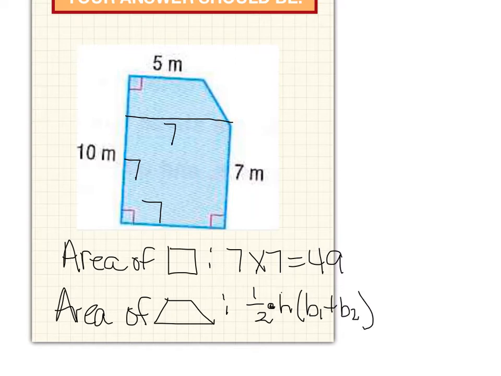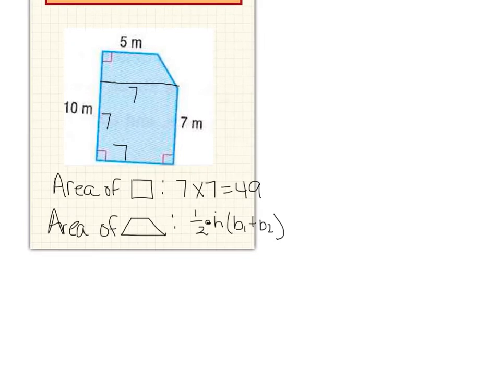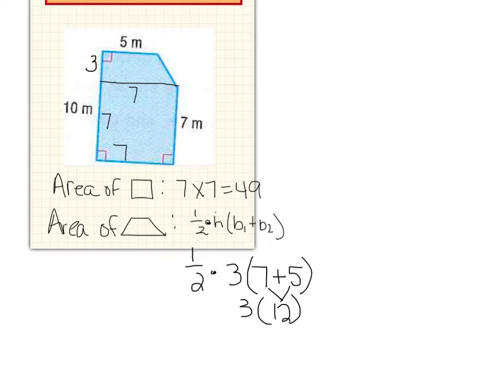Let's go ahead and fill that in. We know that it's 1/2 times the height, which is going to be 3, because 7 plus 3 is 10. And then base 1 is 7 plus 5. There are 2 bases. You can see here, this is base 1, this is base 2, and this is our height. So now we need to calculate that out. 7 plus 5 is 12. 12 times 3 is 36, and 1/2 times 36 equals 18.